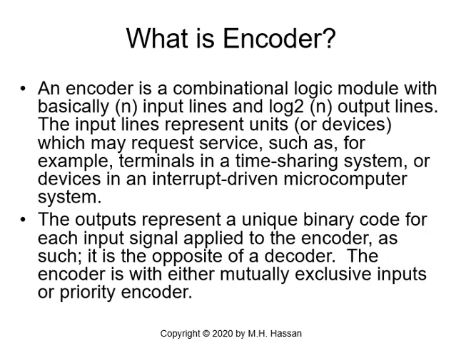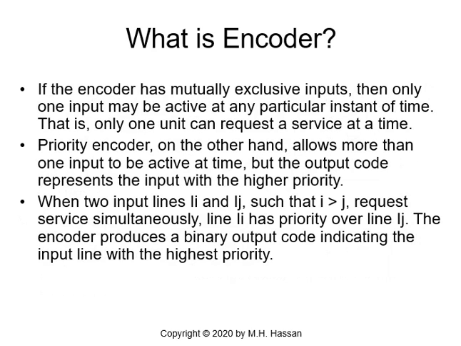The outputs represent a unique binary code for each input signal applied to the encoder. As such, it is the opposite of a decoder. The encoder is with either mutually exclusive inputs or a priority encoder. We'd like to see what's the difference between a mutually exclusive input encoder and a priority encoder.